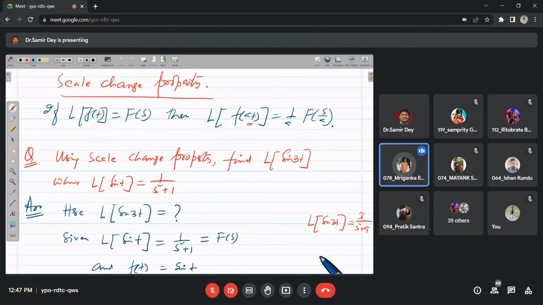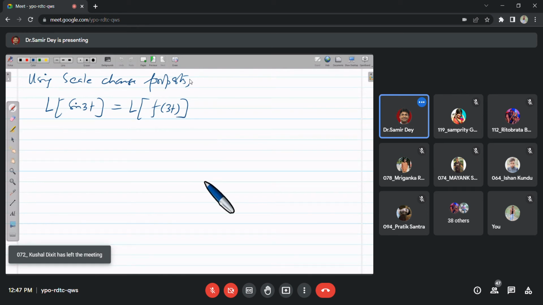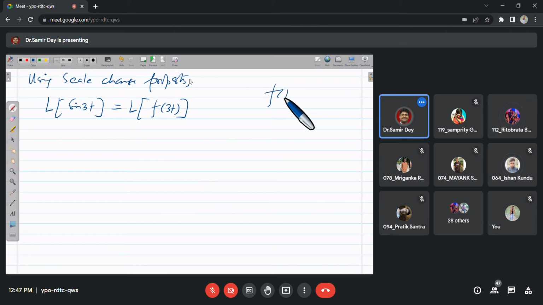Just check: if f(t) is equal to sin t, can I write sin 3t is equal to f of 3t? Yes, absolutely, you can write that.